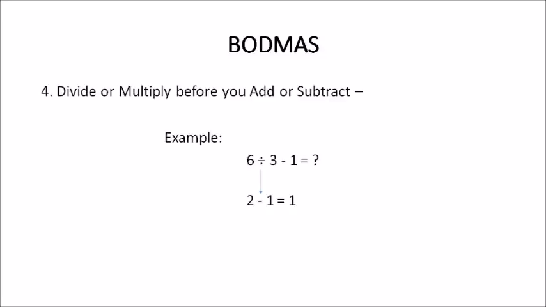Now remember, if there's a negative sign in front of a number, that number is a negative number. Okay, so let it be negative. Don't change it to positive. So bring down minus 1. So 2 minus 1 is equal to 1 according to BODMAS. So that's how you do questions with division and subtraction or addition.